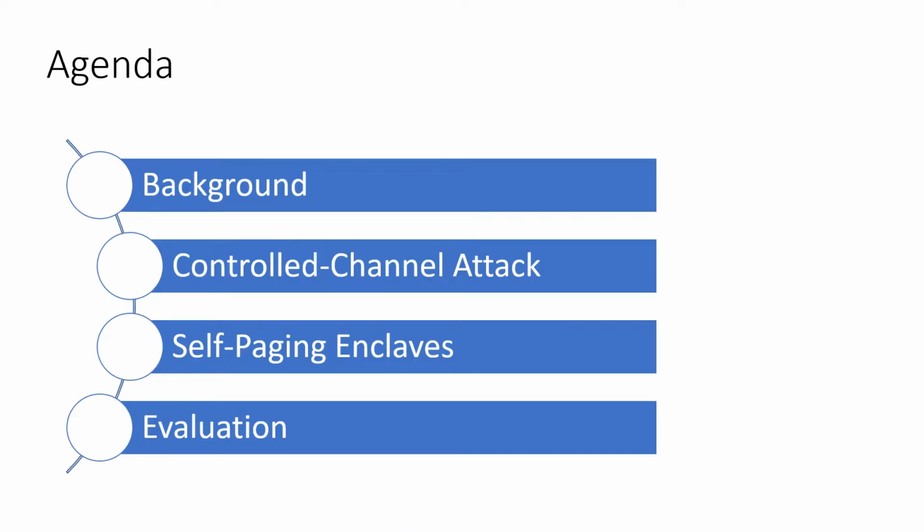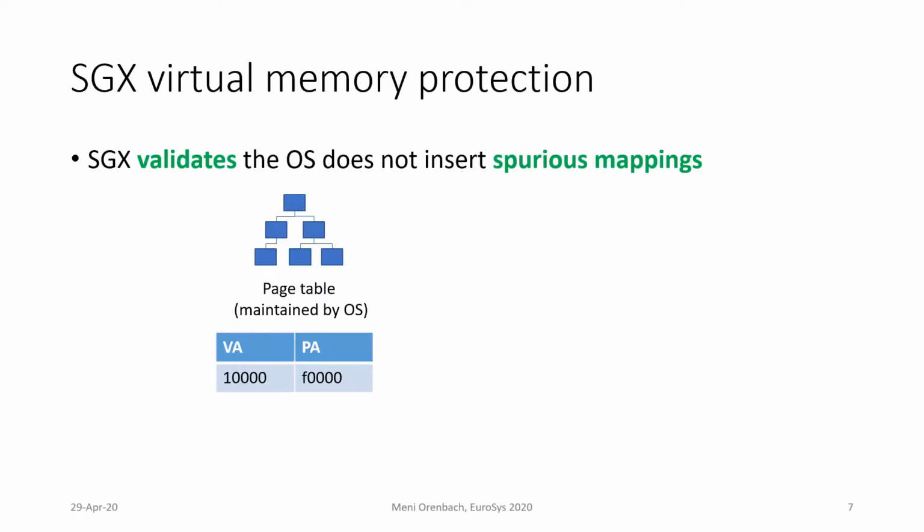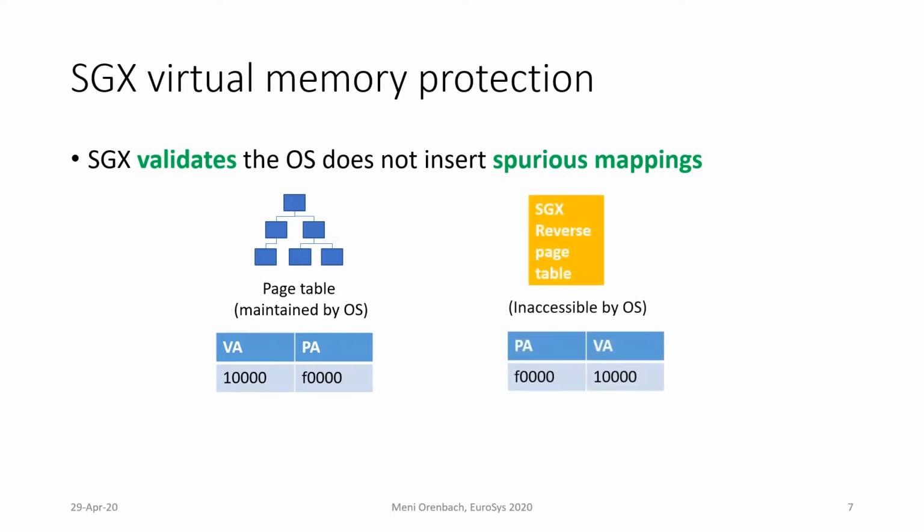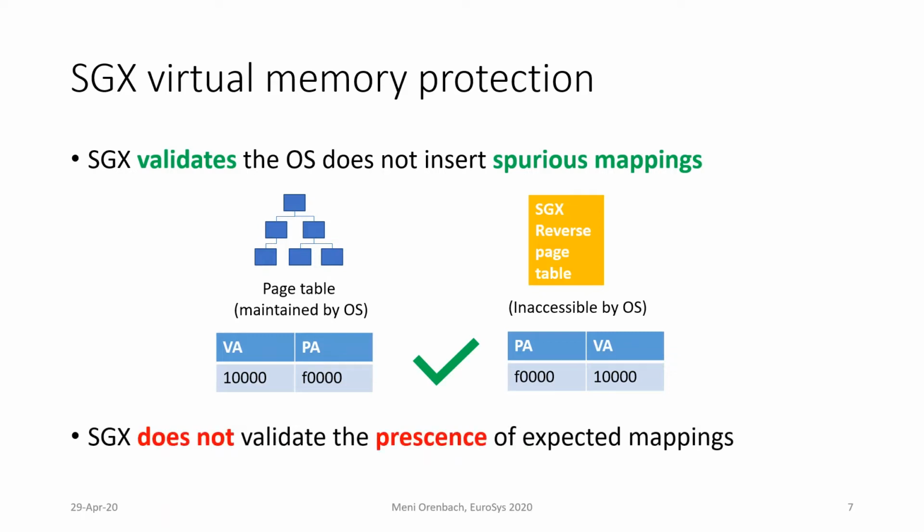Next, we're going to present background information regarding the attack. Enclaves rely on the same page table maintained by the OS to manage their virtual to physical mapping. To make sure the OS does not maliciously change this mapping, SGX maintains a reverse page table with the expected enclave mappings. This is inaccessible to the OS, and on every TLB miss, the CPU validates that the OS did not insert spurious mappings. However, SGX does not validate the presence of expected mappings.